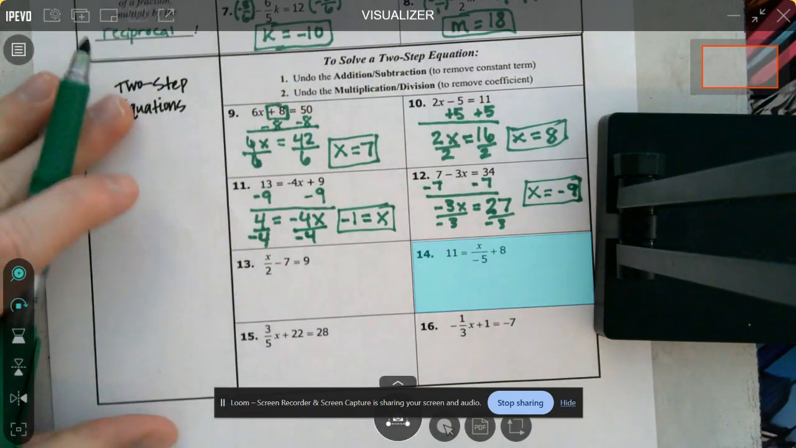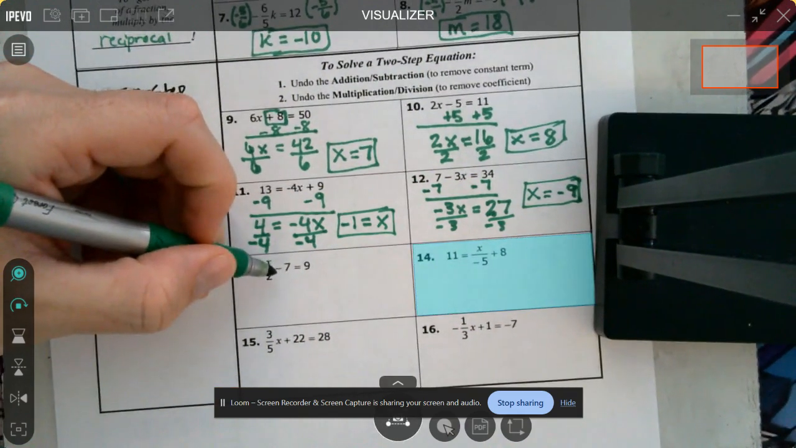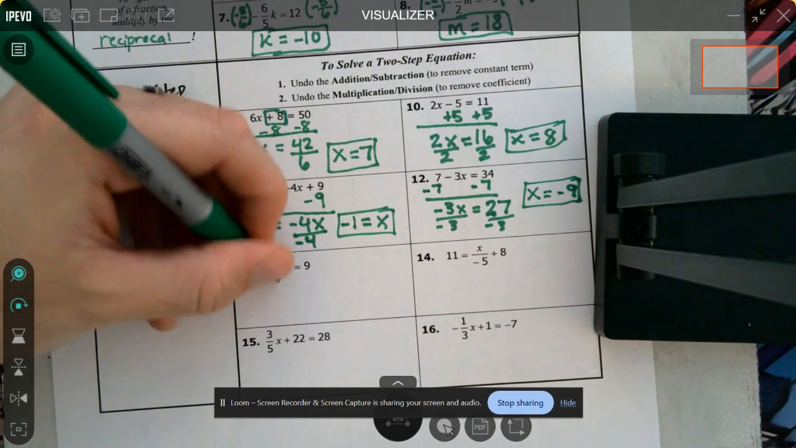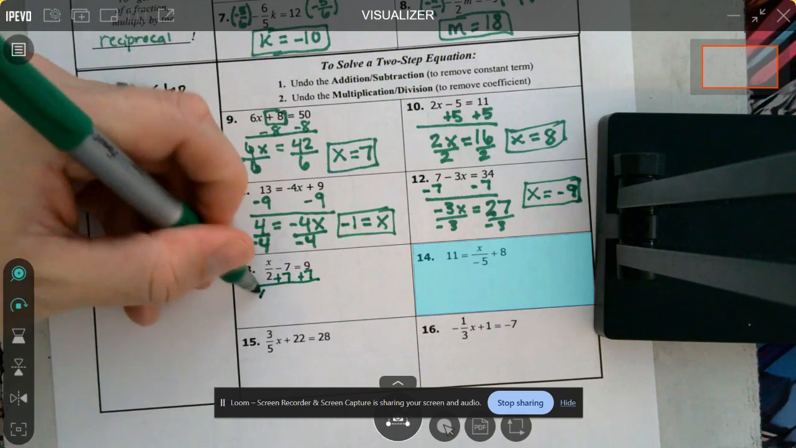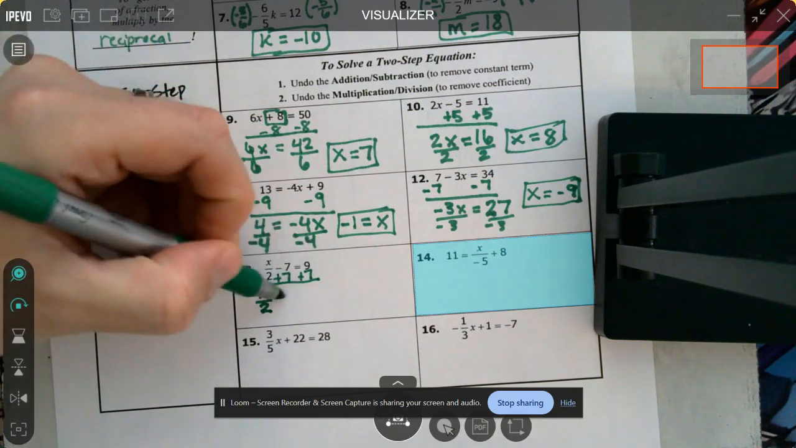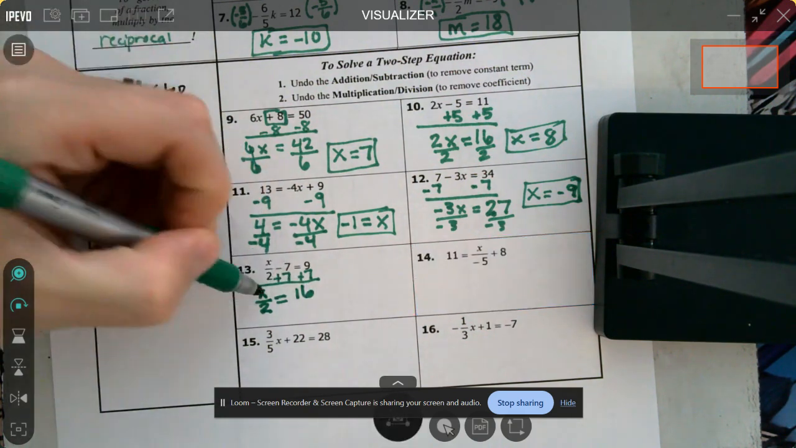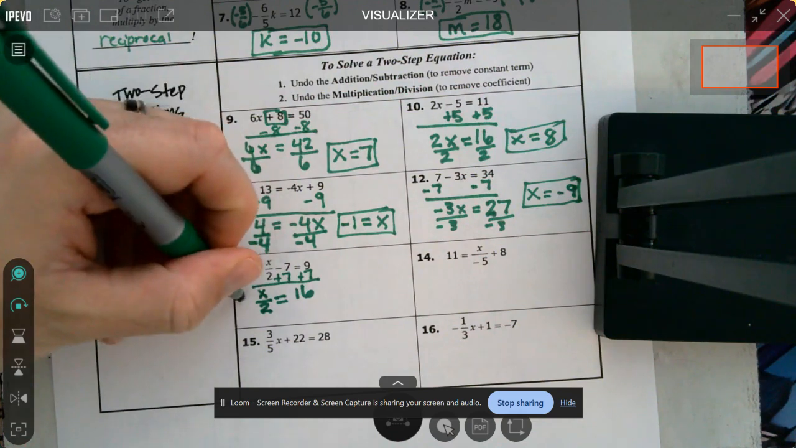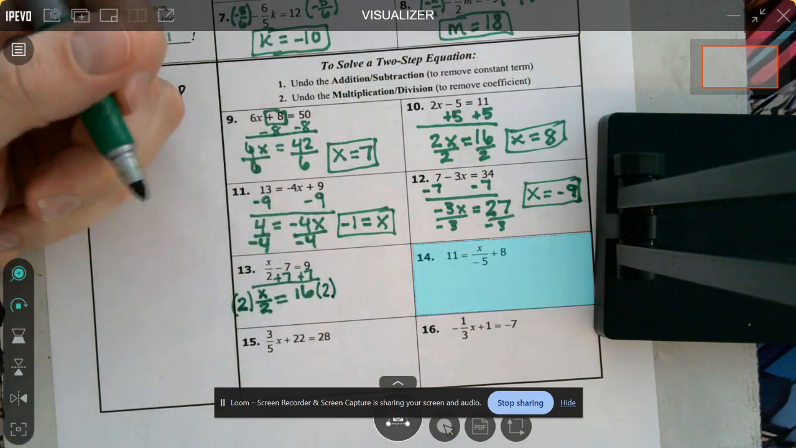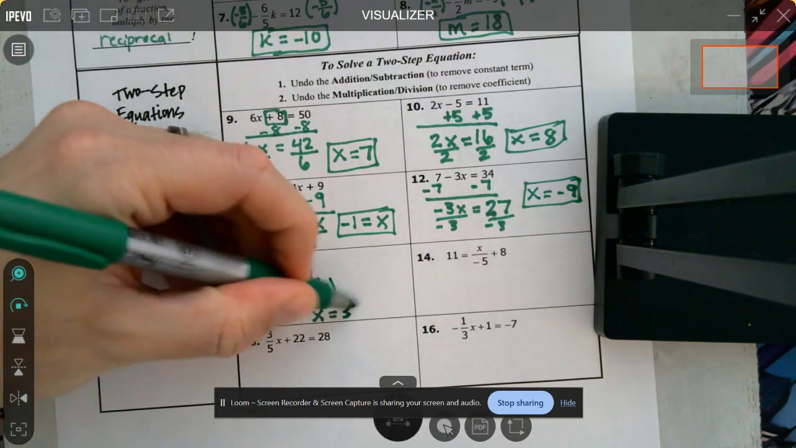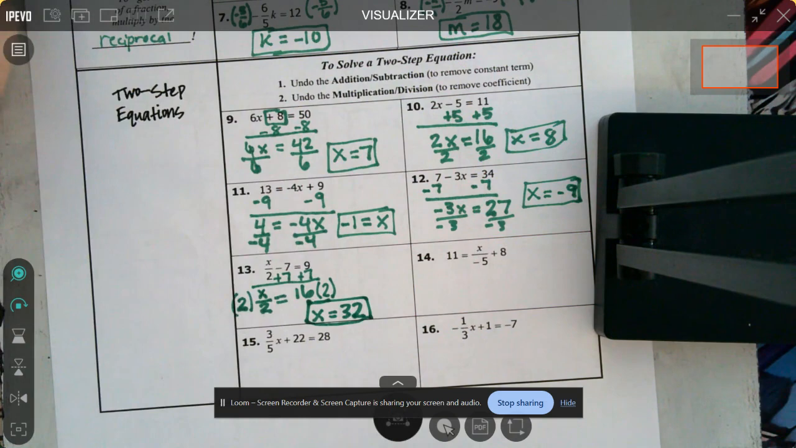All right, I'm going to do 13, then you guys will do 14. On 13, I have division and subtraction. Cancel subtraction first. So I'm going to add 7 to both sides. You're left with x over 2 equals 16. How do we cancel division? We multiply. So we're going to multiply both sides by 2. So your answer is 32, because 16 times 2 is 32. All right, you do 14.